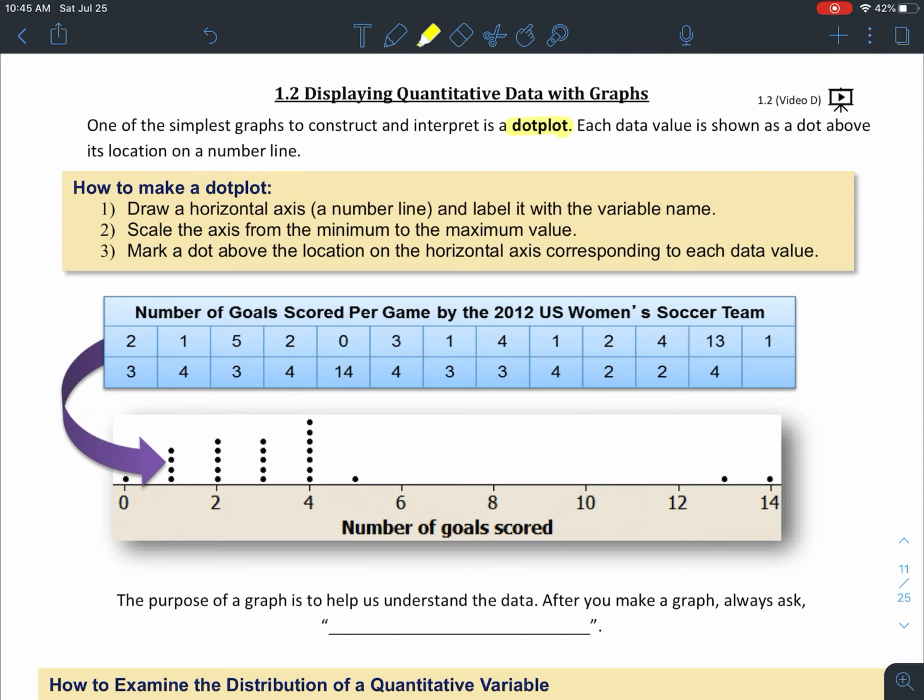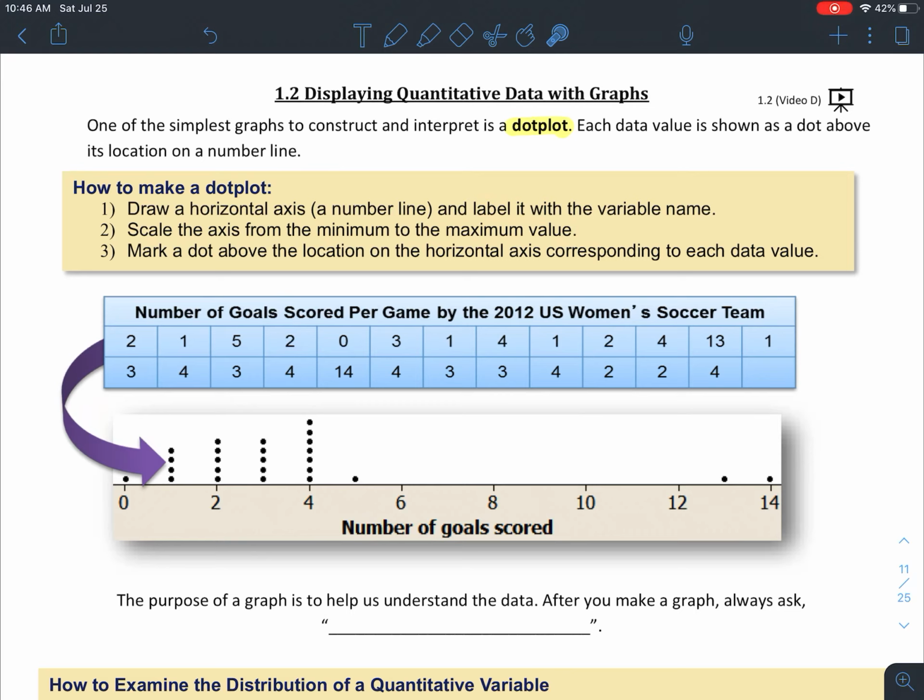Okay, so when you make a dot plot, essentially you are going to take each data value and place it as a dot above a number line. And this box here explains how to make a dot plot, but I'm just going to show you and talk through this down here because it's pretty simple. You have basically a number line that you scale and count by equal amounts. We're counting by twos. This is talking about the number of goals scored per game by the 2012 U.S. women's soccer team. So you'll see this is a graph.